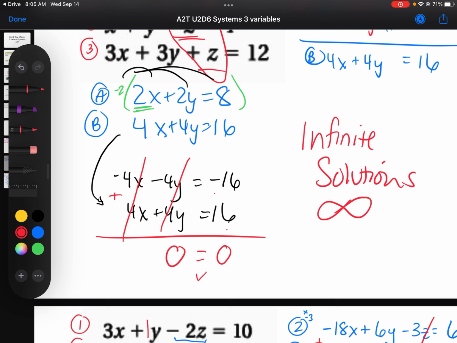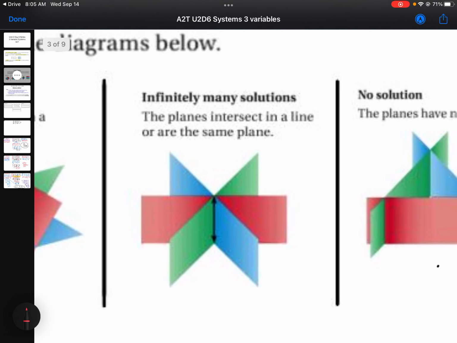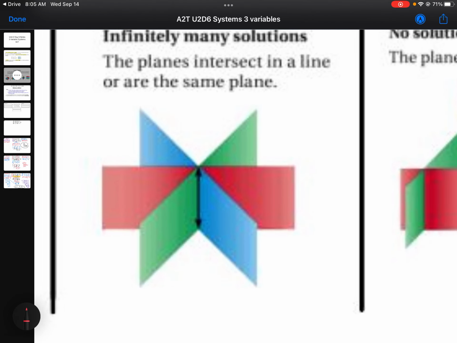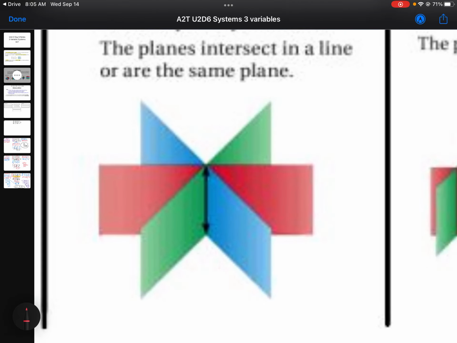These three planes intersect at a plane, not a point. So if we look at the visual, infinitely many, instead of intersecting at just one point, like this one here, these planes are intersecting at another plane, or sorry, a line. So they're intersecting on one line.